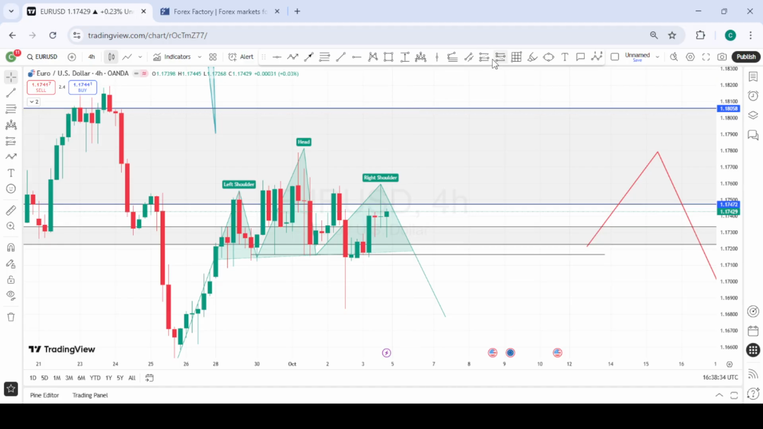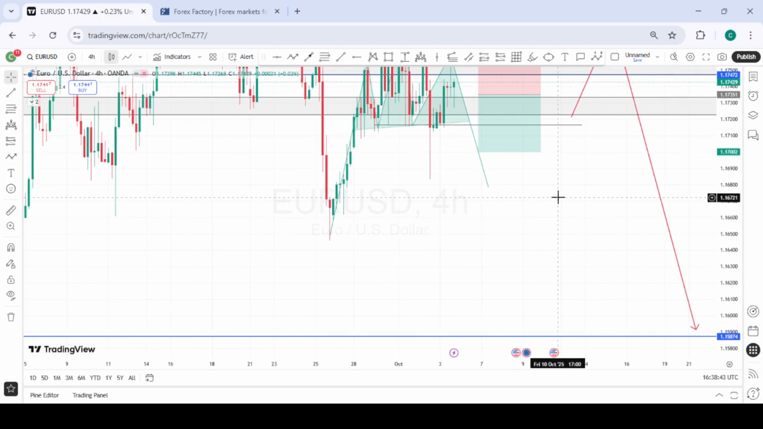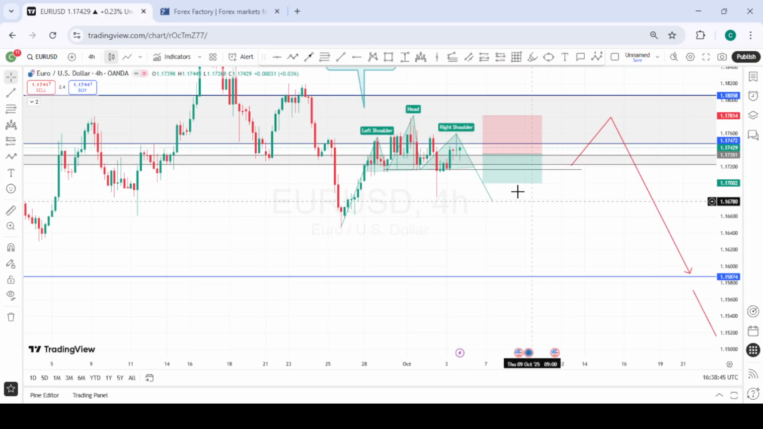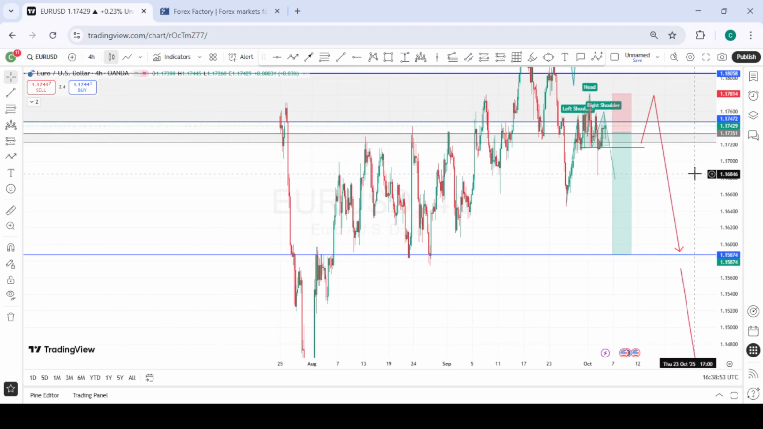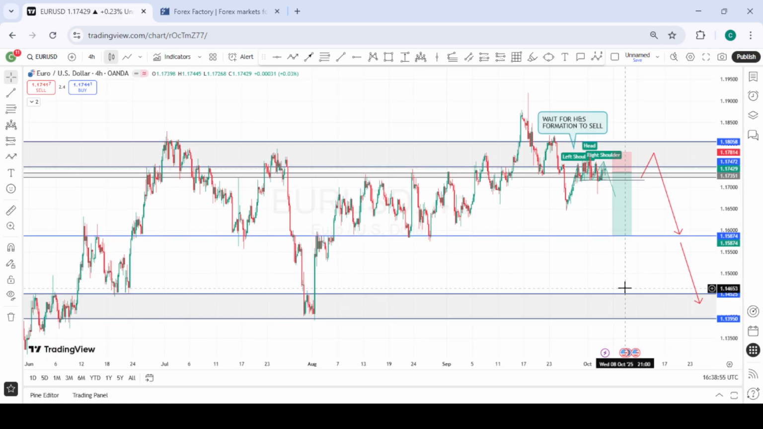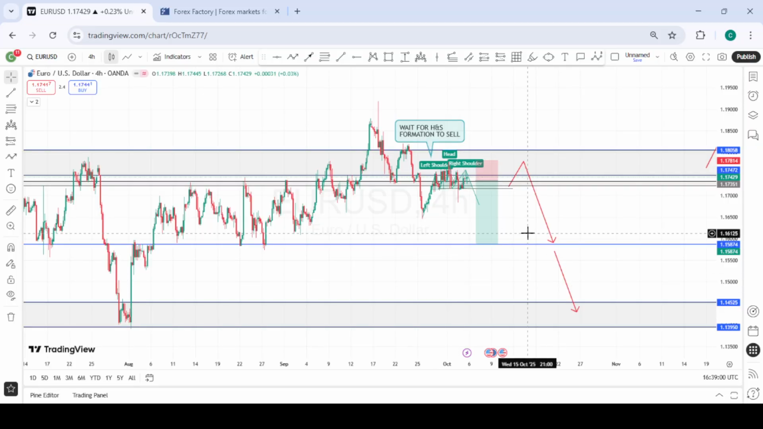And if we get, let's say, an engulfing candle somewhere around here, we'll take the sells and put our SL above the head of the head and shoulders pattern, and then we target this as our first target, and then the second target as we had from last week. So this is the overall picture we are looking at for EURUSD for the coming week. So let's be on the lookout.